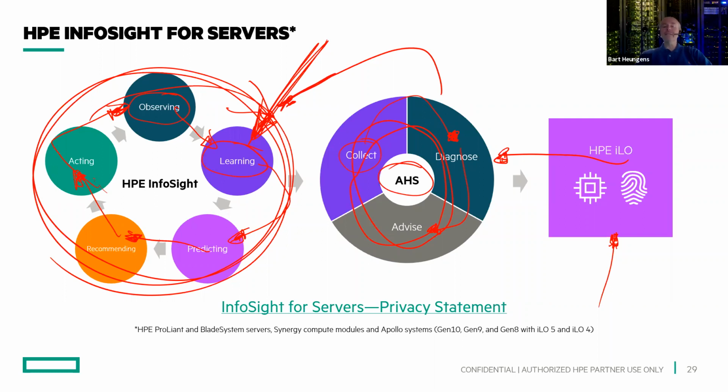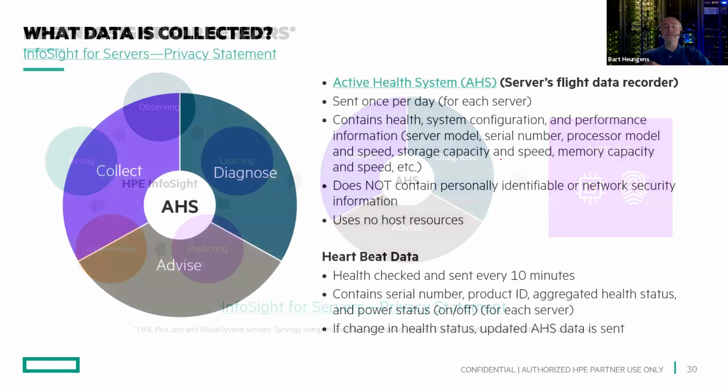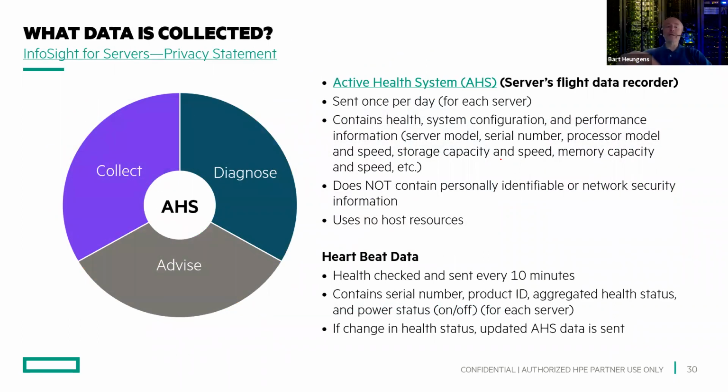And so this is something that was released the beginning of this year. Because how does it work? By the way, which data is collected? I told you. So it's the flight data recorder, AHS, Active Health System.